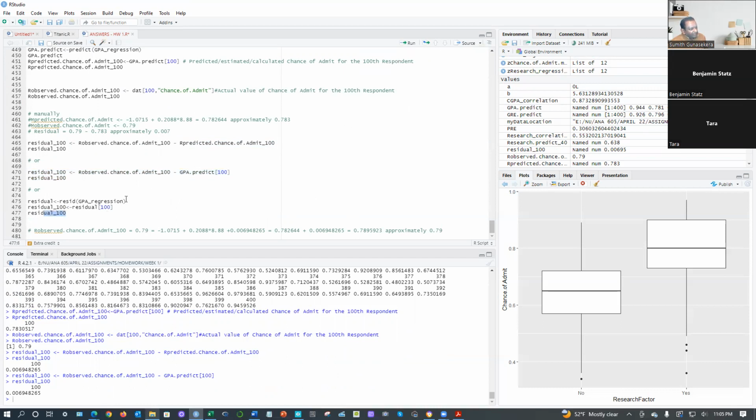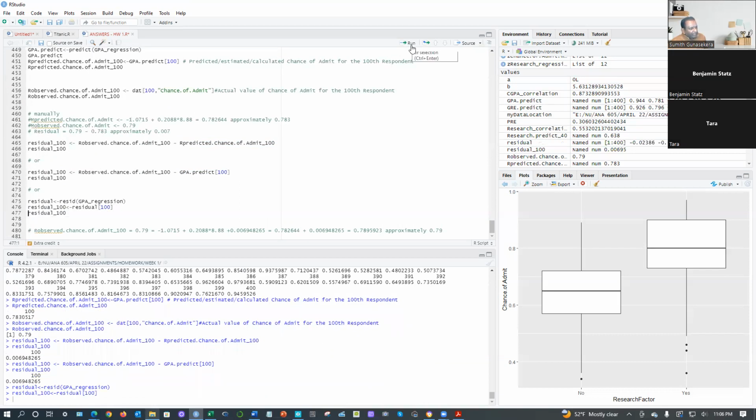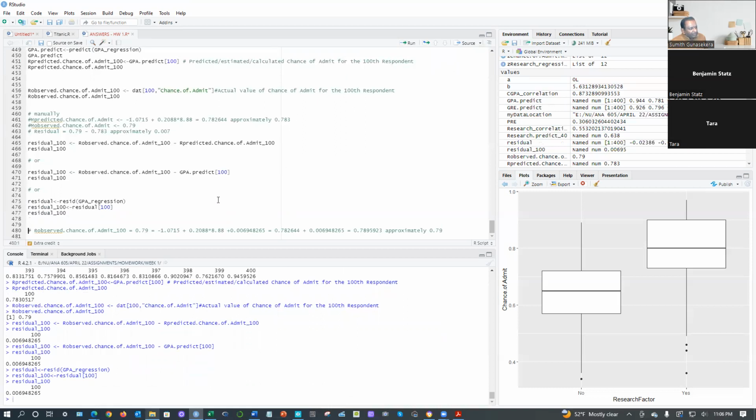Or go to resid. Resid will give you all the people's residuals. I don't need all the people. I want to narrow down to my 100th person. That's why we put the bracket, okay? And then 0.006. Then you're going to put it back into the form. See? Chance of admit is 0.79. This is B naught. This is Y.